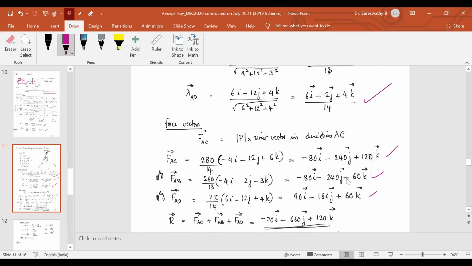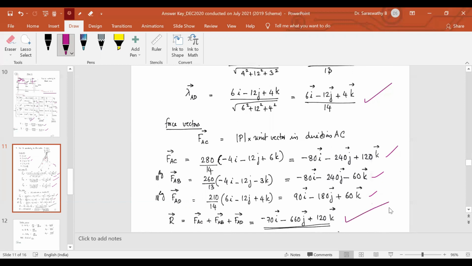Now the resultant force is nothing but the algebraic sum of all these vectors. The resultant vector is force vector AC plus force vector AB plus force vector AD. You algebraically add the vectors. So all the i terms add together: minus 80, minus 80, 160 plus 90, so it will be minus 70i. Minus 240, minus 240, minus 480, minus 180, 660j. 120 minus 60 plus 60, so it will be 120k. This is the resultant vector.